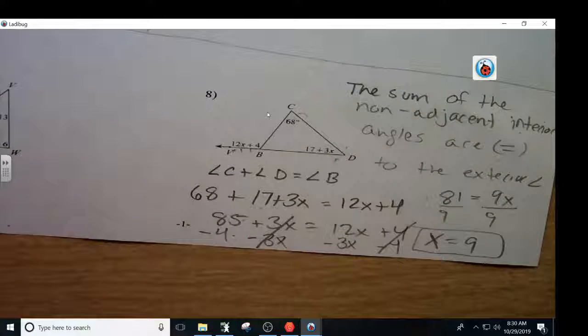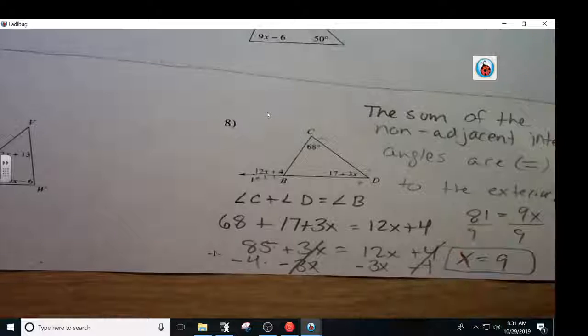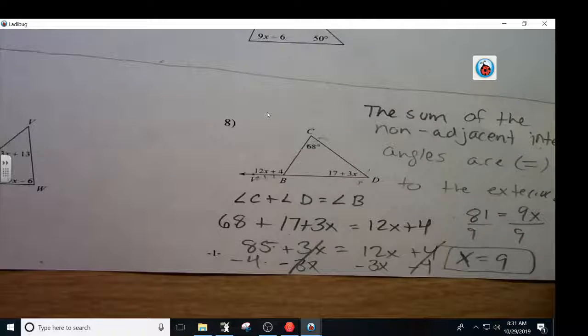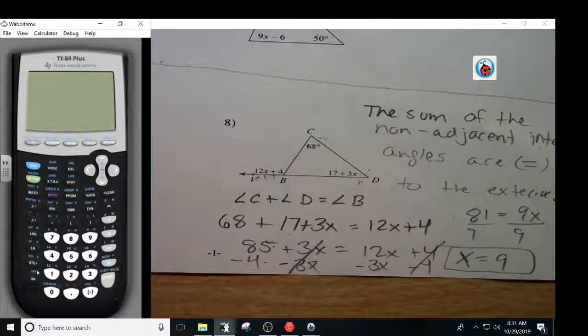X is 9. Guys, how would you check that on your test? Guys, you would plug it in. So, guys, what I would do, if you have your calculator, because you're going to have a calculator on the test, is take this 9 right here, I do 9 stored as X, press enter. Guys, everybody know how to store a number?